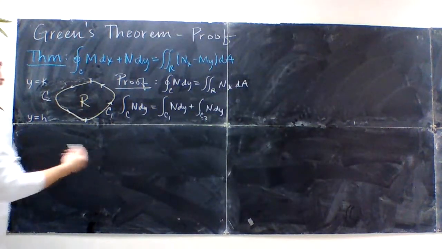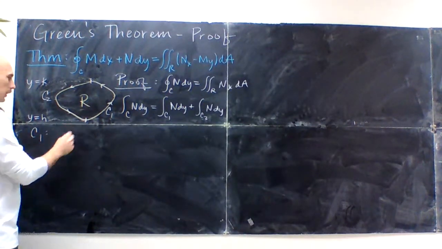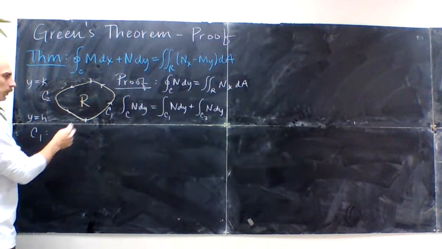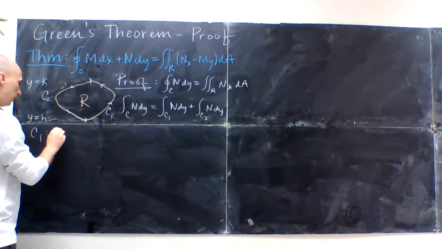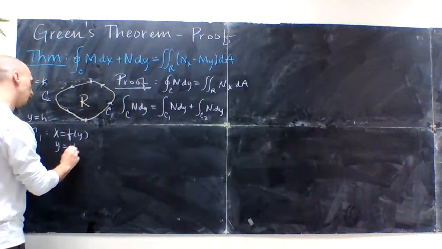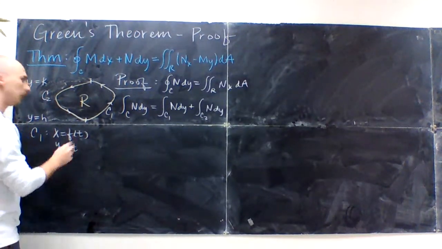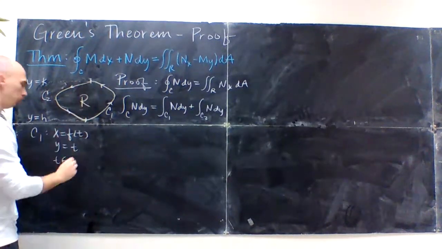And I need to parameterize these things, so I'll have C1 being, all right, x is going to be a function of y. So x equals f of y, and y is equal to t. That's how we usually parameterize it. And t is on C1 running from h to k.